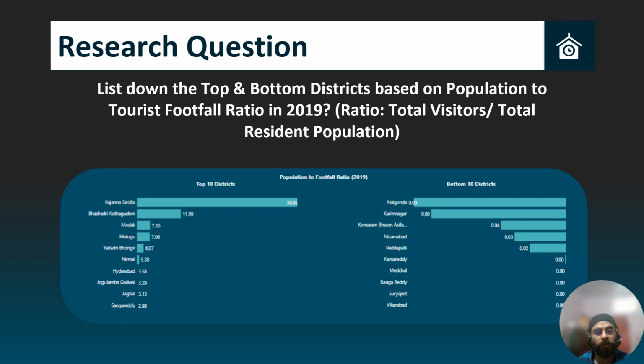So the next question is to list down the top and bottom districts based on population to tourist footfall ratio in 2019. And here we have the visual representing the top 10 and the bottom 10 districts. Alright, so let us look at the insights and recommendations for this question.